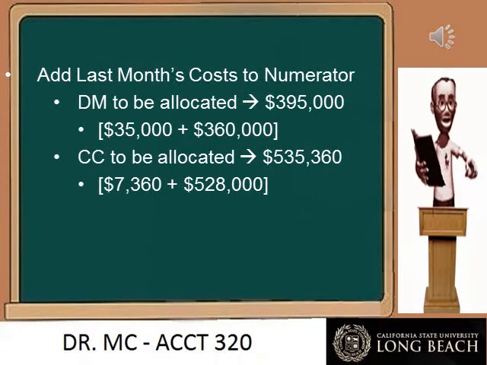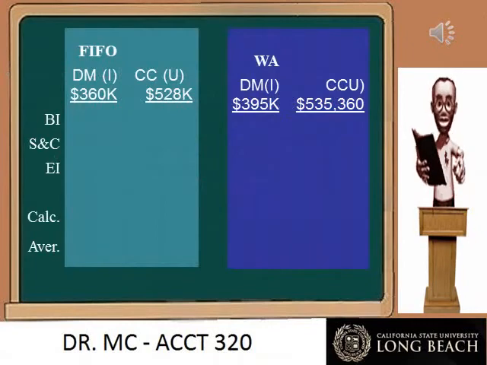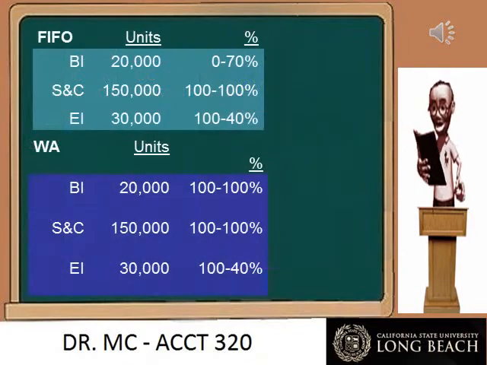In this slide, you see the different numerators used by the two methods. With FIFO, you only use this month's costs, and with the weighted average method, you use 2 months' costs. In this slide, we see that the number of units in each group is the same with both methods. However, the percentages have changed. This is the second change made when going from FIFO to weighted average. The beginning inventory percentages are now always 100%. The percentages for the other groups have not changed.